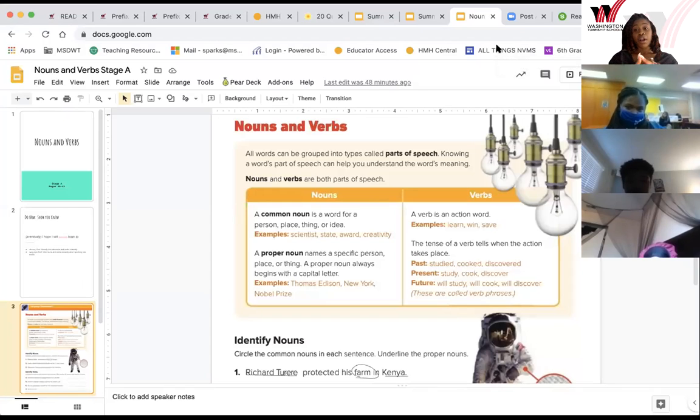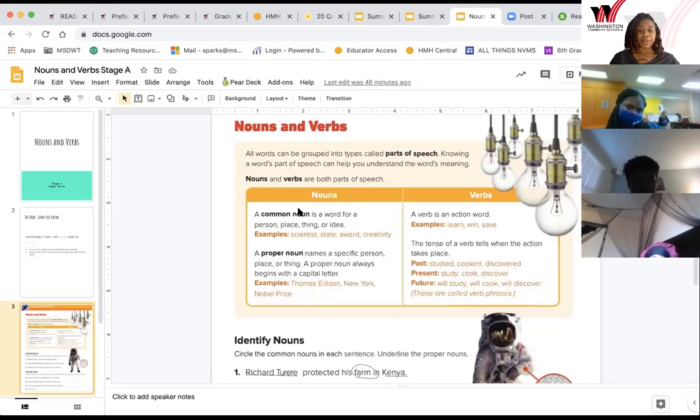In our reading book or on our activities, one of the things that we go over is parts of speech. When you know a word's part of speech, but you don't know what the word means, you can think about it and figure out what the meaning is based off the part of speech.